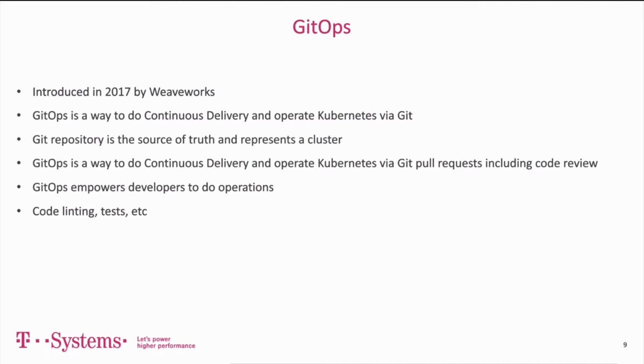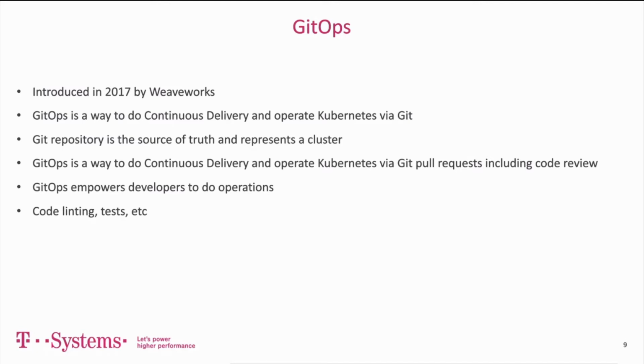First, it was introduced by a company, Weaveworks, back in 2017. And GitOps is a way to do continuous delivery and operate Kubernetes via Git. So it means that if you want to add something to your cluster, if you want to change something in your cluster, you are not changing the cluster directly. Instead, you write your changes in Git, and then it somehow magically gets deployed to your cluster.